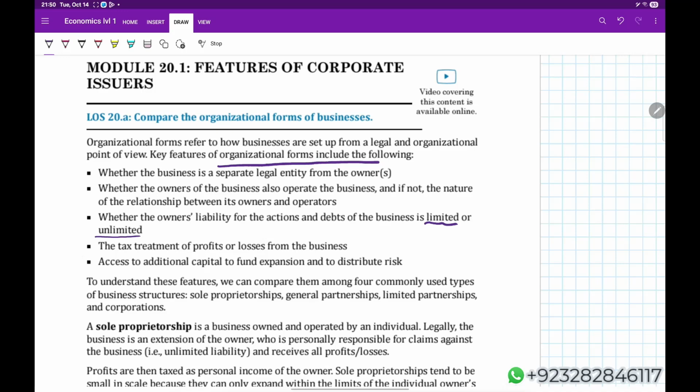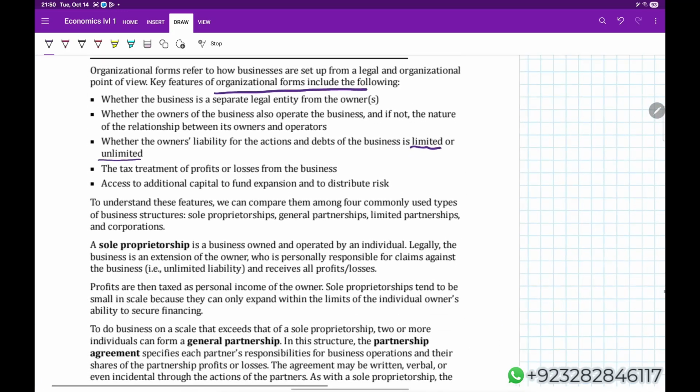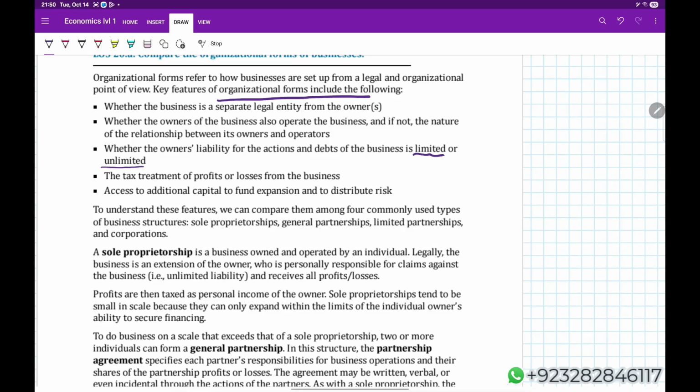So let's talk about the different business structures. The first business structure is the sole trader, the smallest, very simplest business structure. So when I apply the first factor, the legal status, to the sole proprietorship business: the sole proprietorship is not legally separate from the owner, it's just an extension of the owner.